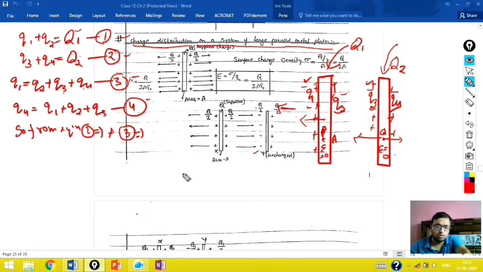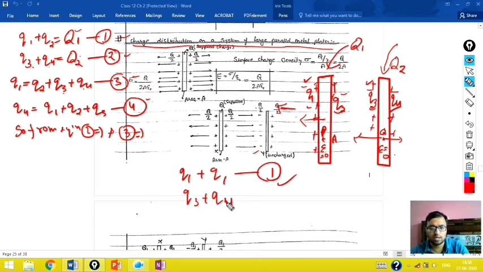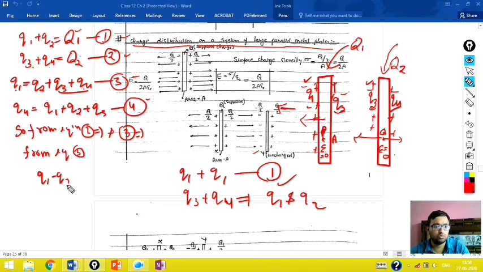So if 4 values are unknown, what we can do is make one equation in terms of q1 and q2. That is already given, equation number 1, and the second equation is given in terms of q3 and q4. So instead of q3 plus q4, I will try to replace q3 and q4 by q1 and q2. Like here you can see q3 plus q4 is given as q1 minus q2. From equation 3 you can say q1 minus q2 equal to q3 plus q4.